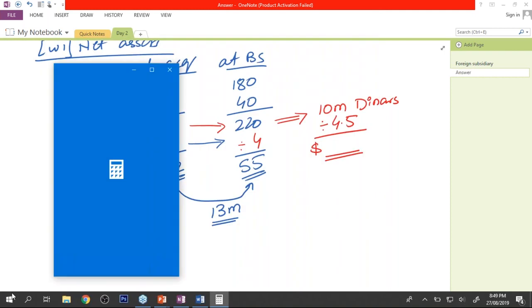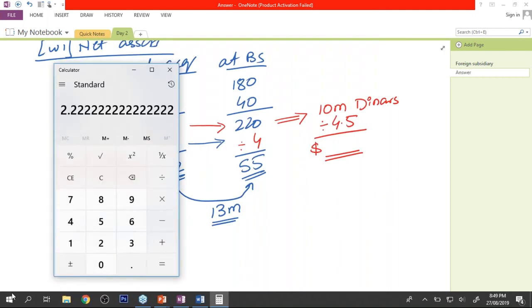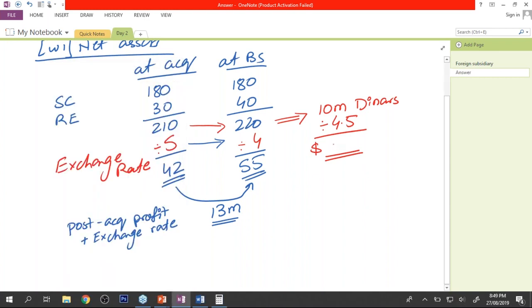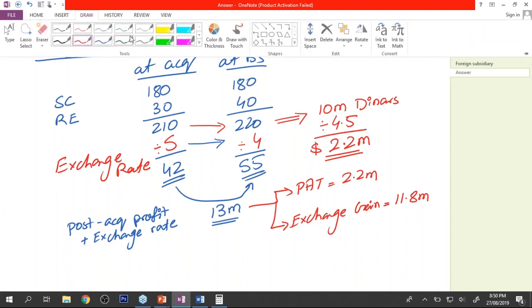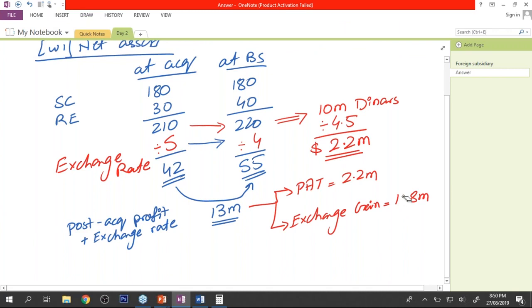So let's use a calculator, and 10 divided by 4.5 is 2.2222. Let's use one decimal place. So $2.2 million is the profit out of this 13 million. So this 13 has a profit after tax of 2.2 million, and the remaining impact is the exchange gain on the translation of subsidiary, which is $11.8 million. So this is how we calculate the exchange gain and the profit after tax. Okay, it's 10.8. Let's correct that.